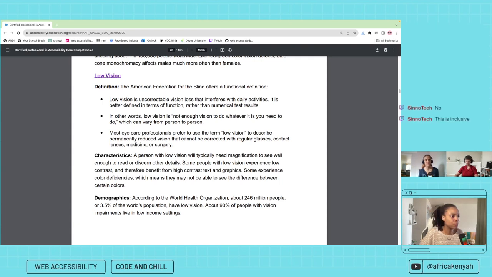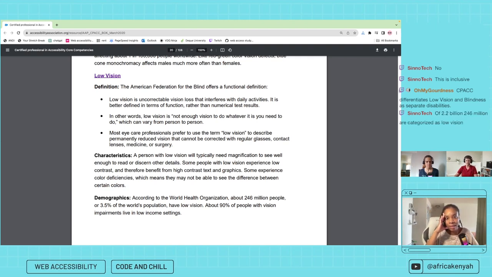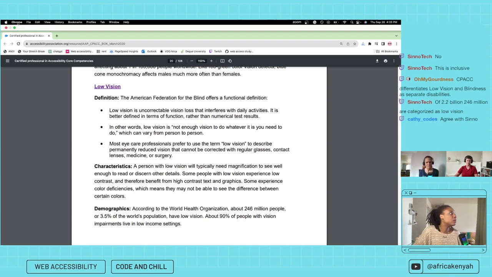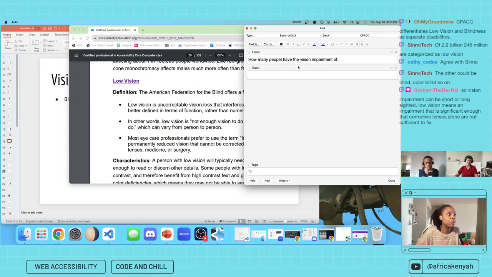246. Yeah. Oh. Okay, so Oh My Goodness said CPAC differentiates low vision and blindness as separate disabilities. Of 2.2 billion, 246 million are categorized as low vision. Okay. Okay. Got it. That makes sense to me now. So these are the figures that we do need to know. So let's put them in.